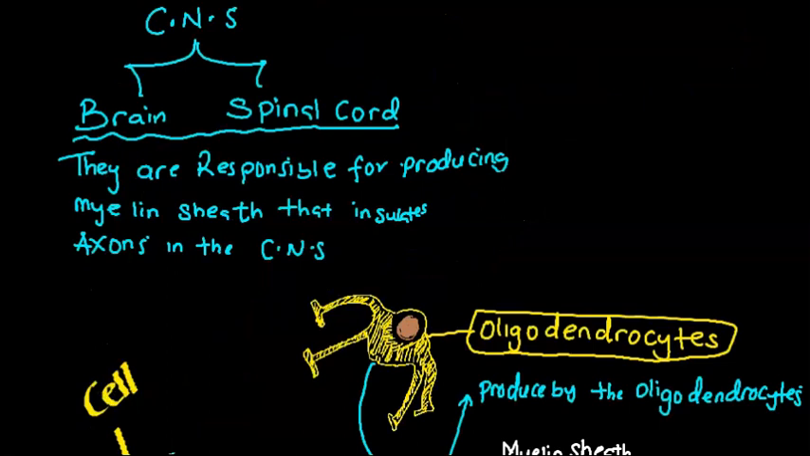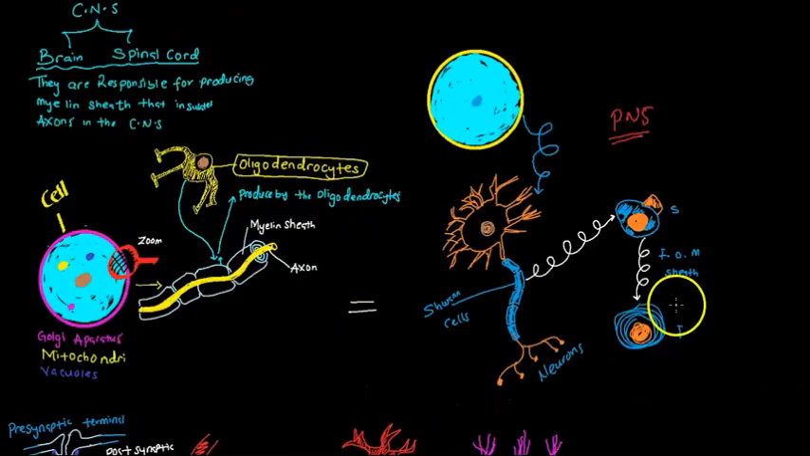As we said earlier, the central nervous system is divided into two, which is the brain and the spinal cord. The oligodendrocytes are responsible for producing myelin sheath that insulates the axons in the central nervous system. This one which we have is what we call the Schwann cell formation, or the process of the Schwann cells. They are just similar to the oligodendrocyte. The only difference is that they take place in the PNS, the peripheral nervous system. In this case, each Schwann cell wraps around a single axon segment to form myelin sheath.